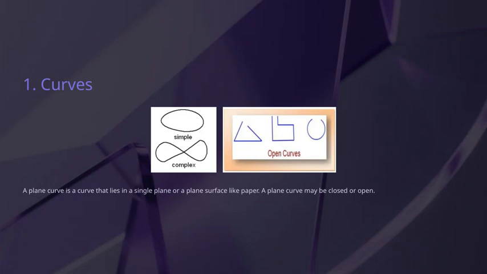Today, let's talk about curves, specifically plane curves. A plane curve is essentially a curve that lies flat within a single plane, like a sheet of paper. Think of it as a line or a shape drawn on a surface, something you could trace with a pencil. These curves can be either closed, meaning they form a complete loop, or open, which means they start and end at different points. Understanding these basic properties helps us see how curves behave within a plane, which is fundamental as we explore more complex geometric concepts later on.